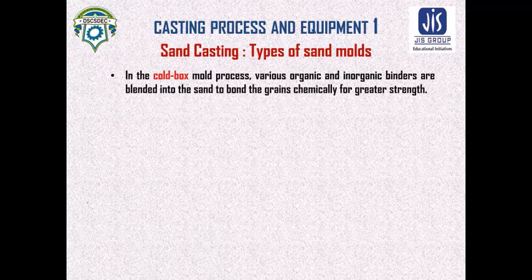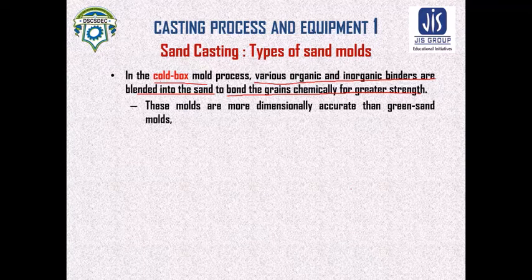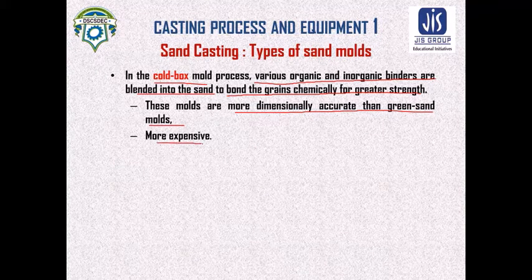Next is cold box. In the cold box process, various organic and inorganic binders are blended into the sand to bond the grains chemically for greater strength. So chemical binders, organic or inorganic, are used in the cold box process. These molds are dimensionally more accurate than green sand molds, and they are more expensive.